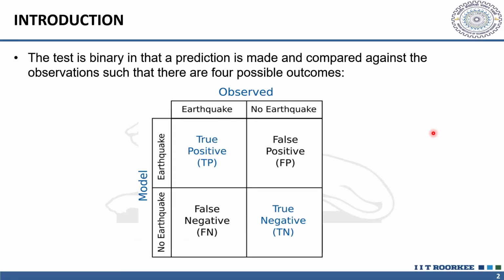So let's start our discussion with ROC curve. An ROC curve is a graphical plot that illustrates the diagnostic ability of a binary classifier system. The test is binary, in which a prediction is made and then it is compared against the observation. Now there are four possible outcomes: true positive when prediction and observation are both positive, false positive when prediction is positive but observation is negative, false negative when prediction is negative and observation is positive, and finally true negative when both prediction and observation are negative.